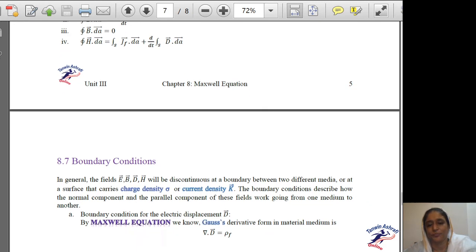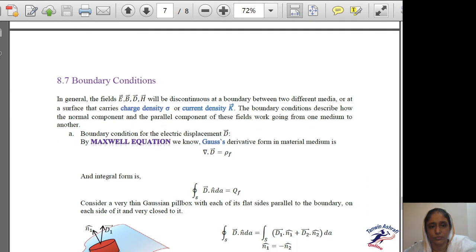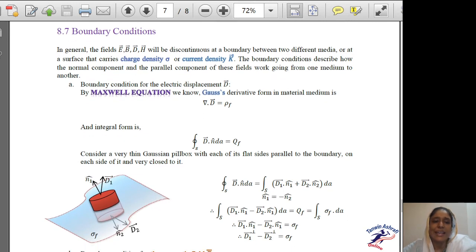Boundary condition. In general, the electric field, magnetic field, electrical displacement D, or auxiliary field H will be continuous at the boundary between two different media, or at a surface that carries charge density sigma or current density K. The boundary conditions describe how the normal component, that is the perpendicular component, and the parallel component of these fields behave going from one medium to another.